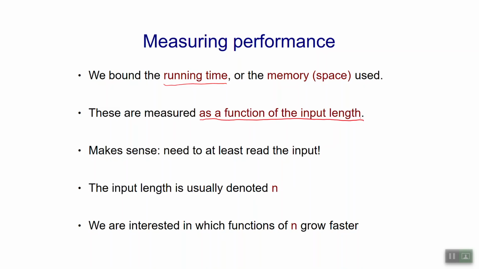It doesn't make sense to give them absolute quantities like 17 or 15, but they need to be a function of the input length. This makes sense because the longer the input, the longer it takes for the computer to just read the input, and most natural problems will require an algorithm to at least read the entire input. The input length is usually denoted with the letter n. Hence, we're naturally interested in which functions of n grow faster than others.